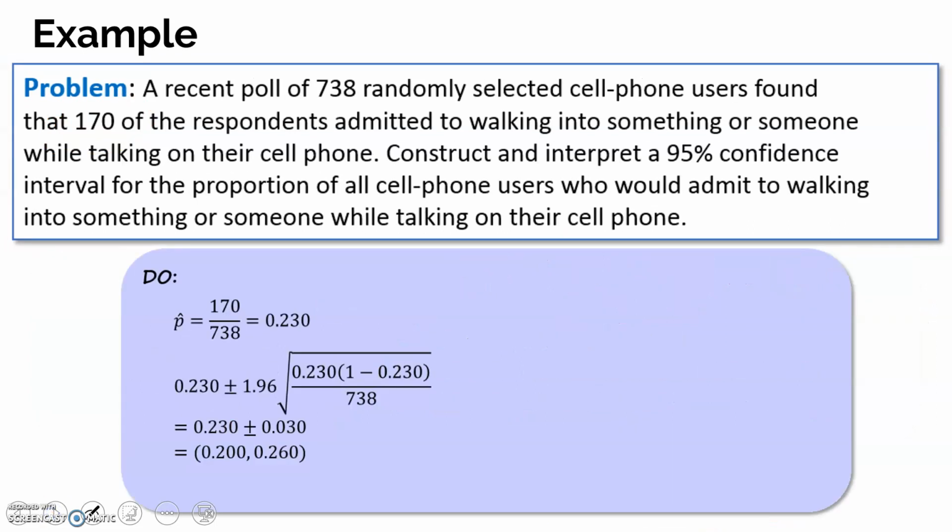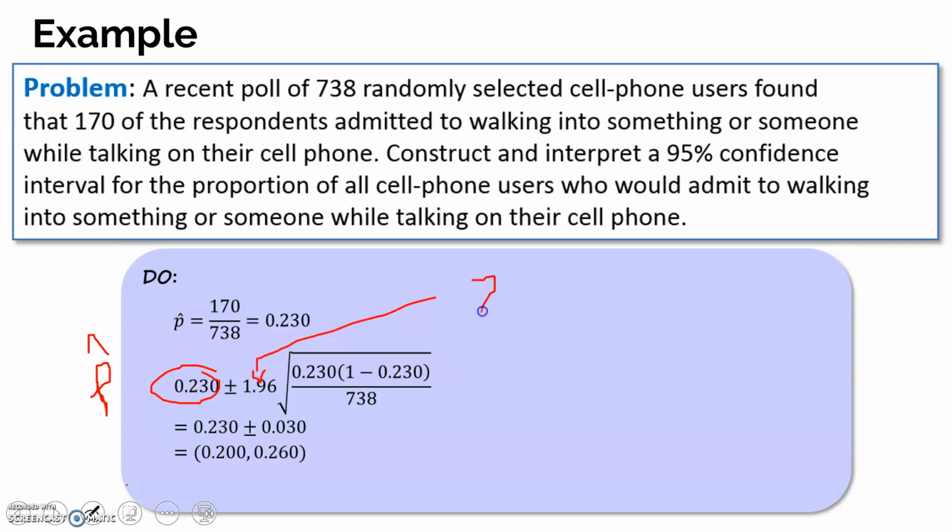All right, here comes the do portion. So p hat is 170 over 738, and that's roughly 0.23. And that is going to be our point estimate on our confidence interval. So remember, it's your point estimate in the front.